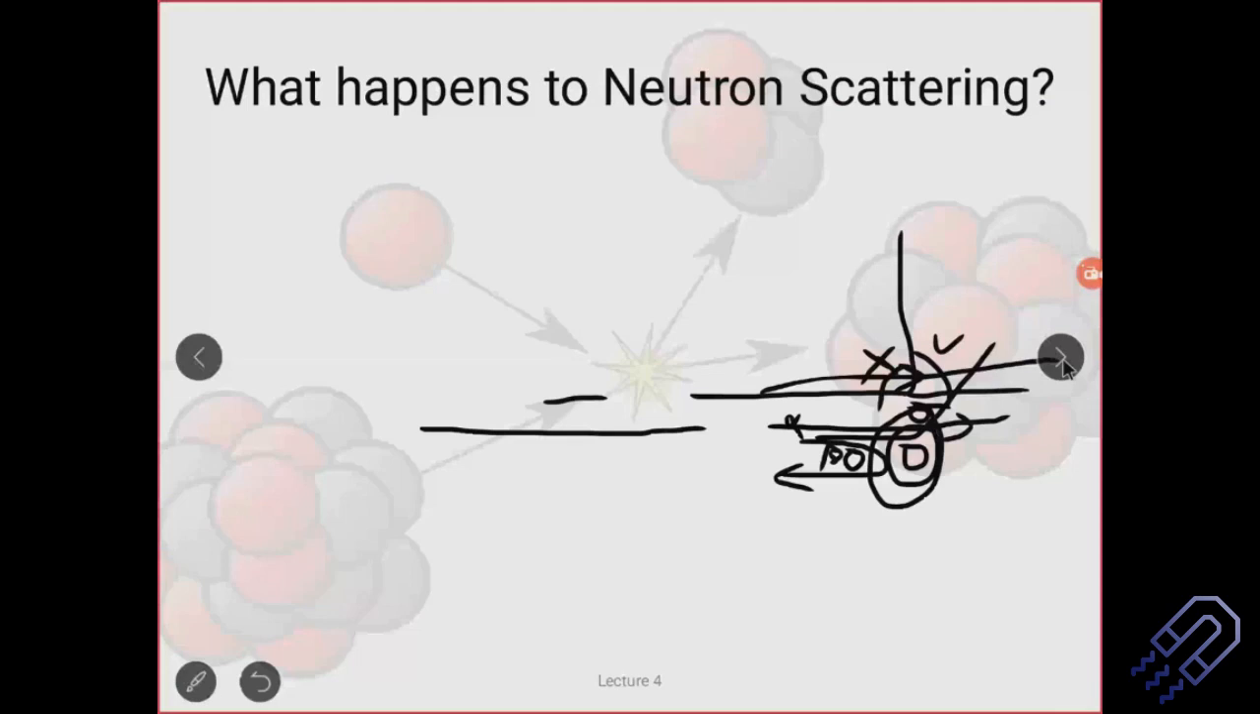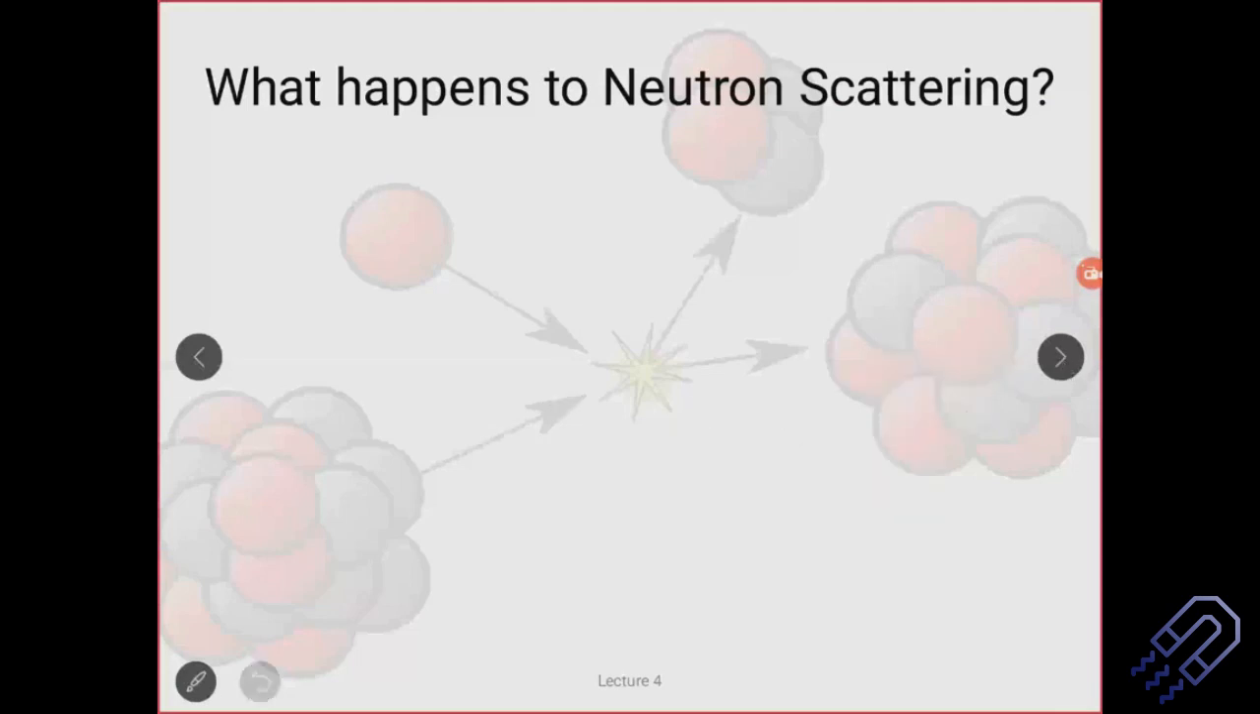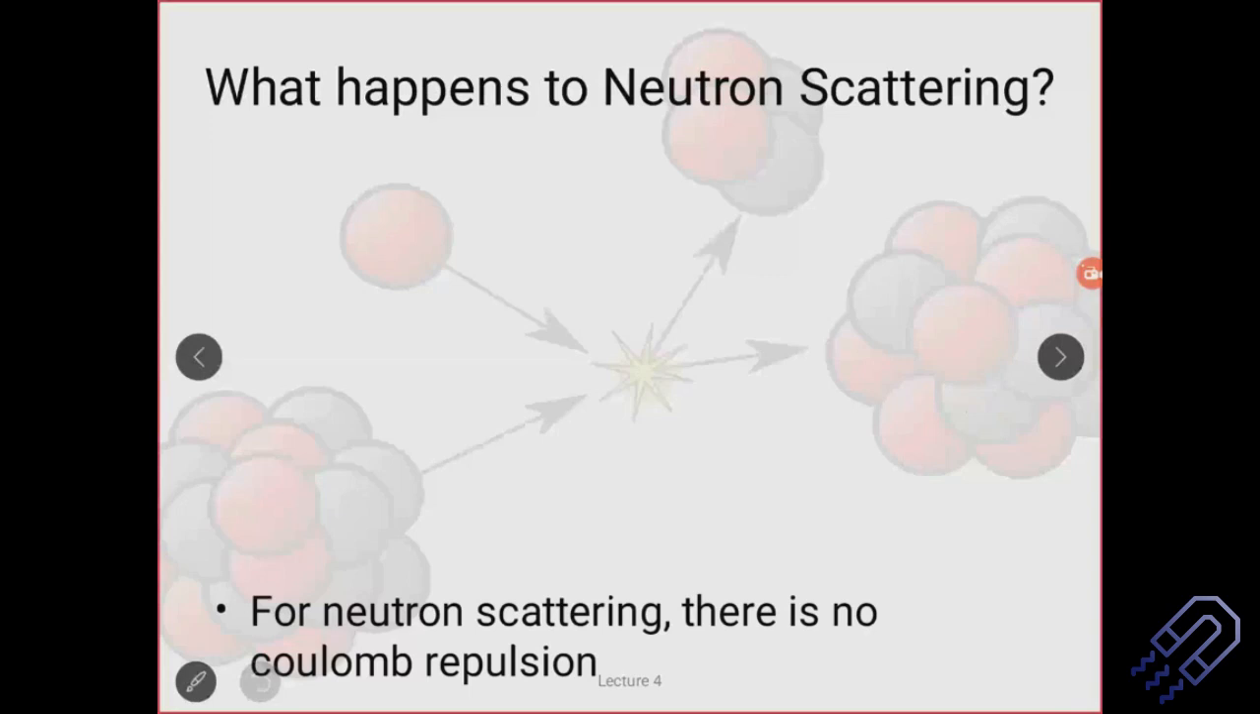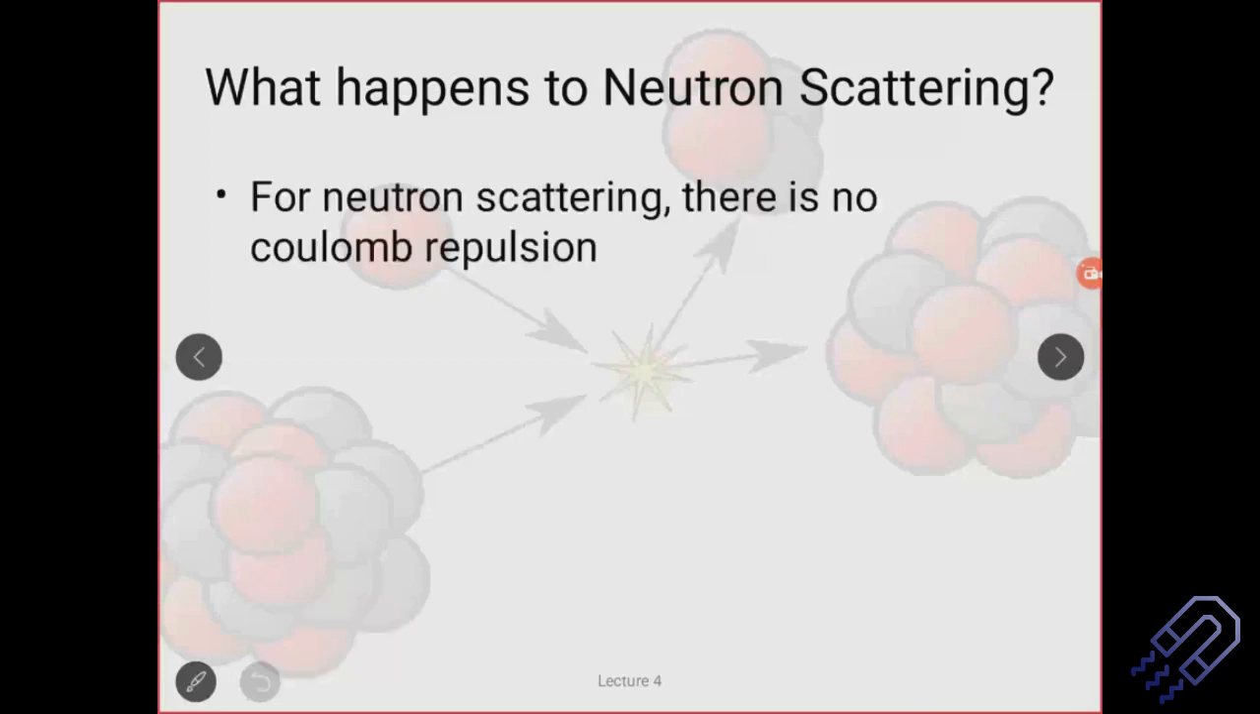So now what happens to neutron scattering? One of the most important differences between an alpha particle and a neutron is the charge. The neutron is neutral, so the effective cross section is going to be less. The reason is that if it is far from the nuclei, without a head-on collision or being very close to the nuclei, it's not going to show any deflection, for the simple reason that there is no Coulomb repulsion acting. If there is no Coulomb repulsion, obviously there is going to be no scattering as such. As a result, the effective cross section is going to be less.